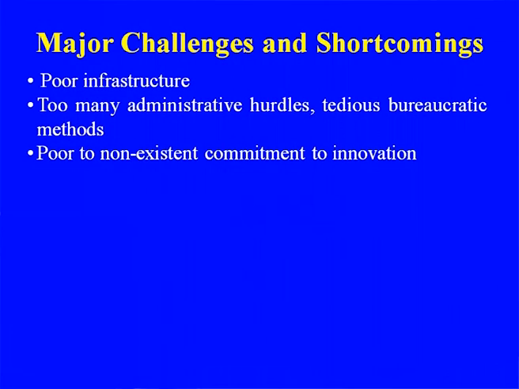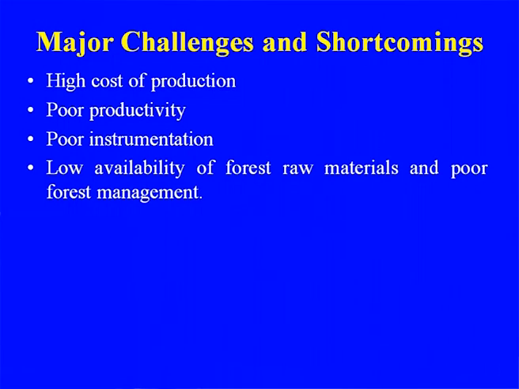These are some of the shortcomings we are having: poor infrastructure, too many administrative hurdles, poor to non-existent commitment, and the high cost of the normal method of financing. Then there are rising cost of inputs, uneconomic size and obsolete technology, as many old mills are still using it. Other problems are high cost of production, poor productivity, poor instrumentation and low availability of forest raw material. These are the major challenges in the pulp and paper industry.